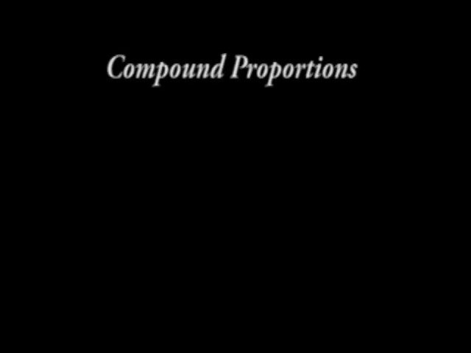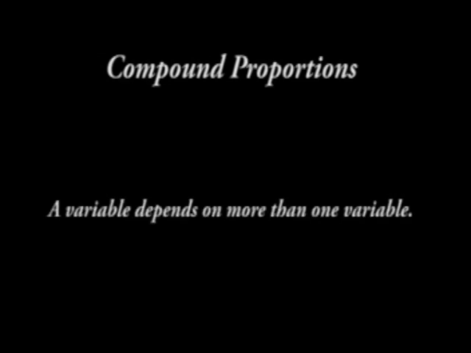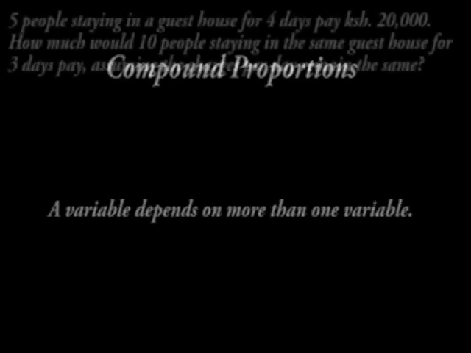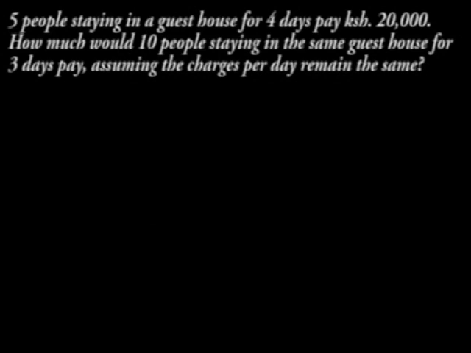Compound proportions: this is where a variable depends on more than one variable. For example, 5 people staying in a guest house for 4 days pay Kenya shillings 20,000. How much would 10 people staying in the same guest house for 3 days pay, assuming the charges per day remain the same?